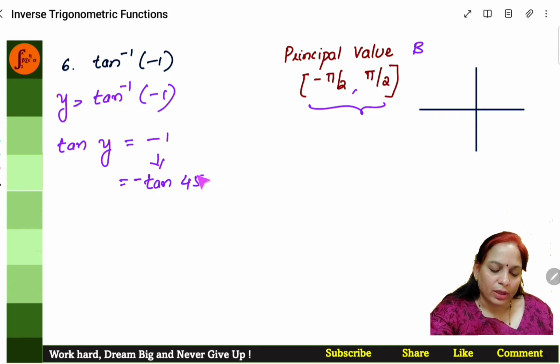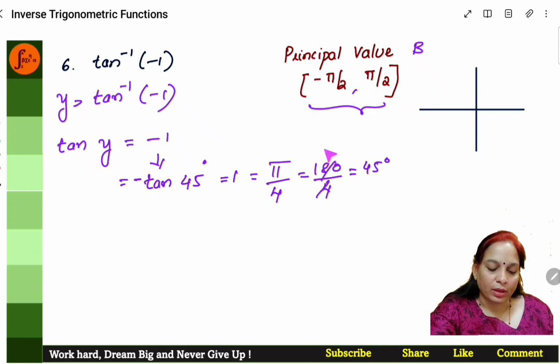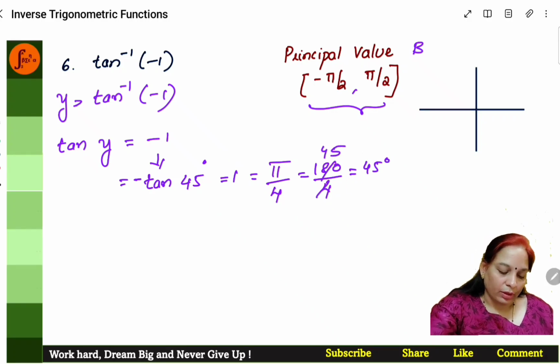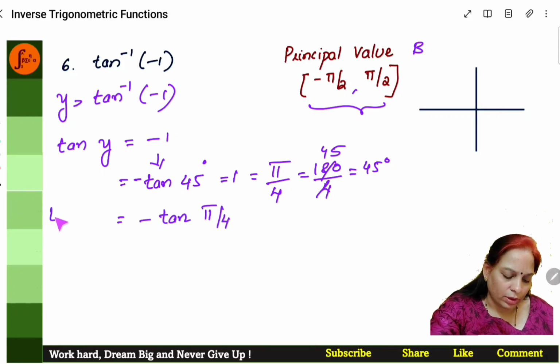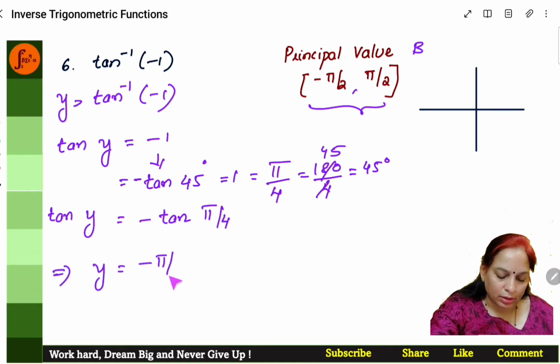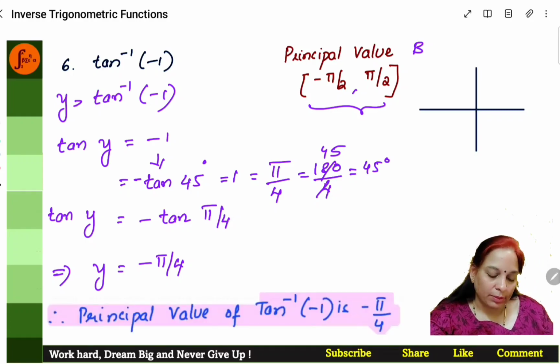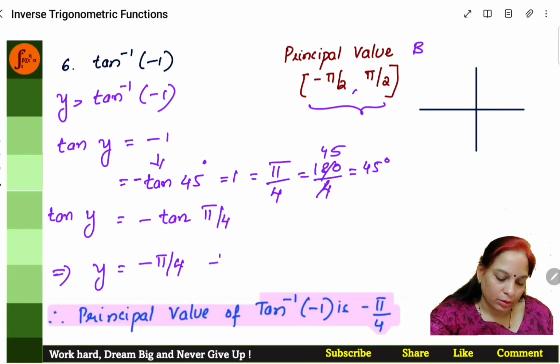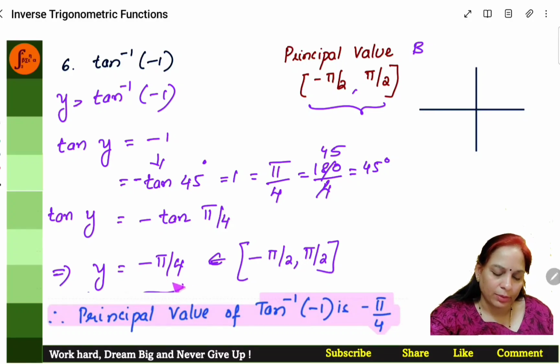Let's put this minus sign. Tan 45 degrees. What is tan 45 degrees? It's 1. And what is this? It's pi by 4. Pi by 4 is 180 by 4, which is 45 degrees. Right? So you should write it as minus tan pi by 4. This is equal to tan y. This implies that y is equal to minus pi by 4, and this belongs to principal value branch, which is minus pi by 2 to pi by 2. So this is the principal value.